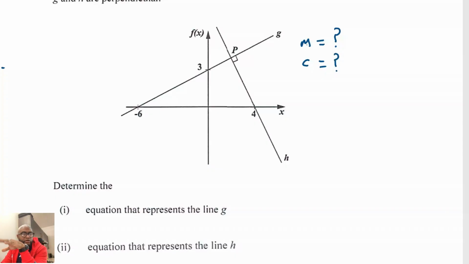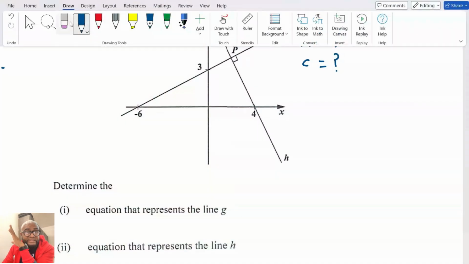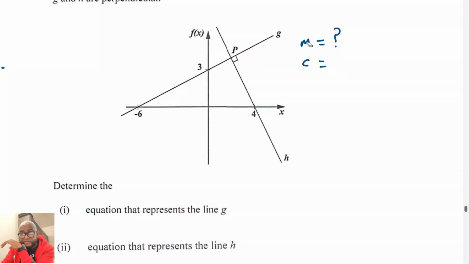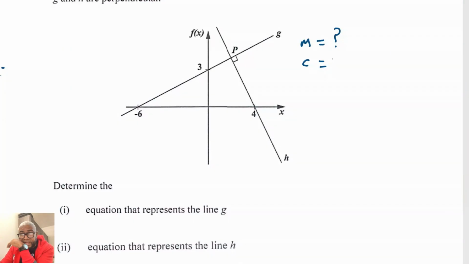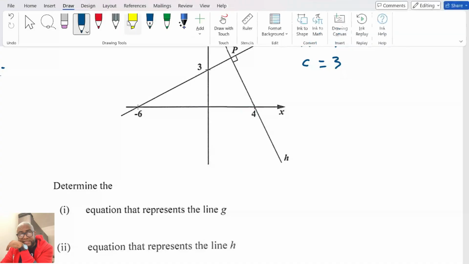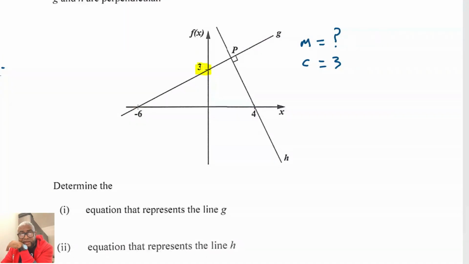Okay, so we need to figure out what the gradient is, and we need to figure out what the y-intercept is. So straight off the bat, what is the y-intercept? What is the point on the y-axis that the line G is passing through? What's the y-intercept? 3. Everybody seen that? Let me erase this. I can put this as 3. Let me highlight it. Your y-intercept for G is the point on the y-axis that G is passing through.